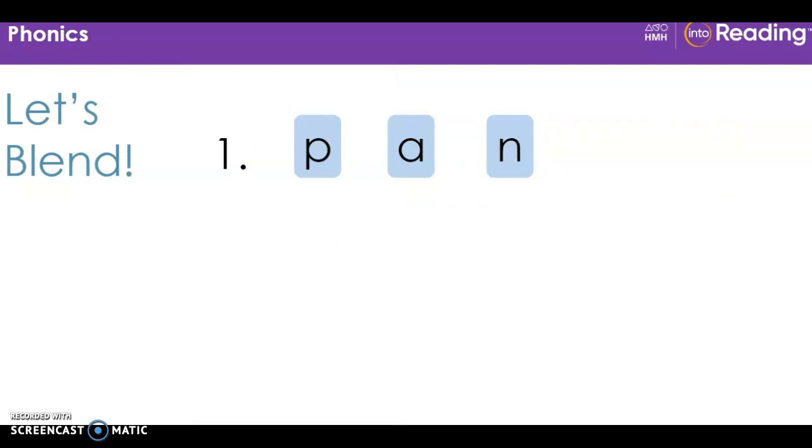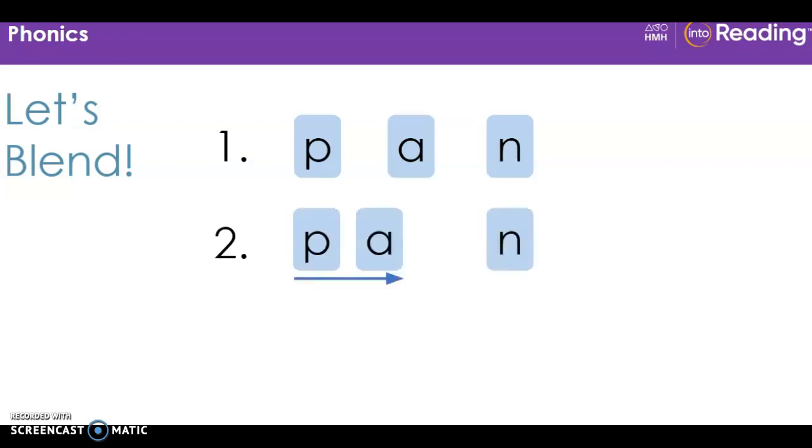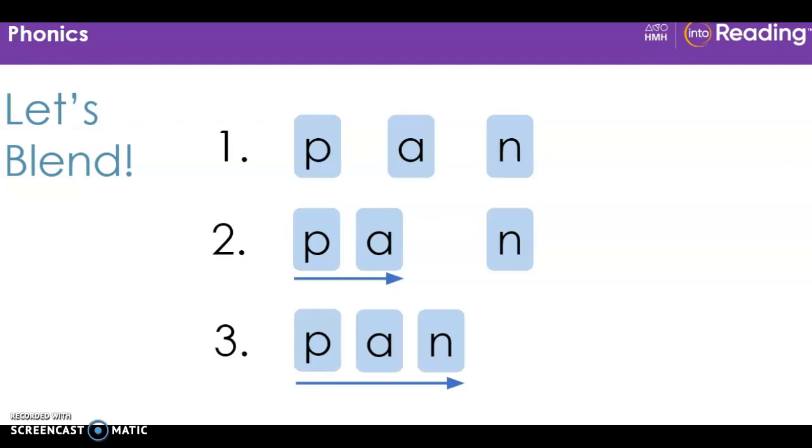Now we're going to blend the letters in line 1 to read a word. The first letter is P. P. Let's slide over to the next letter in line 2. Remember that when there is only one vowel in a word and it is followed by a consonant, the vowel usually stands for the short vowel sound. Let's blend the two sounds. P, a, pa. Now let's blend all the letters together in line 3. Pa, pan. Read it with me. Pan.